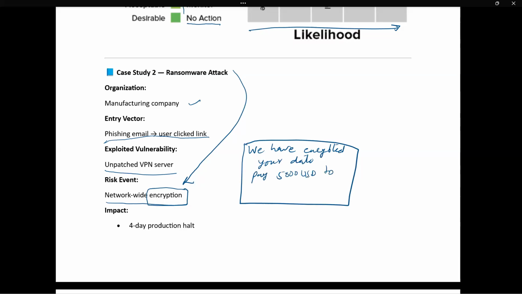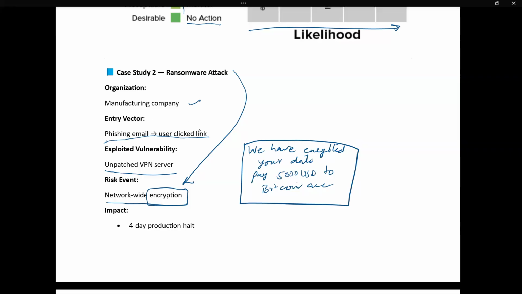Pay USD to a Bitcoin account and get the key. So they are going to ask for it in lieu of giving you the key. But because they are the attackers, you can never trust them. And even after taking the Bitcoin, they are not going to release your key, right? So it is not advisable to pay the ransom for your information.